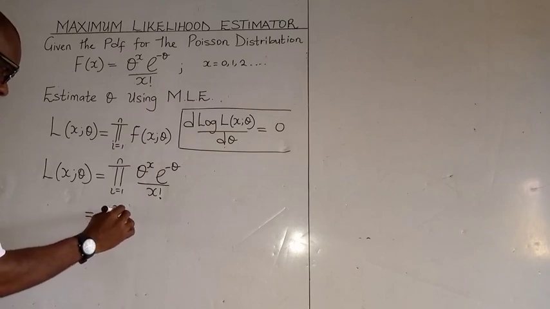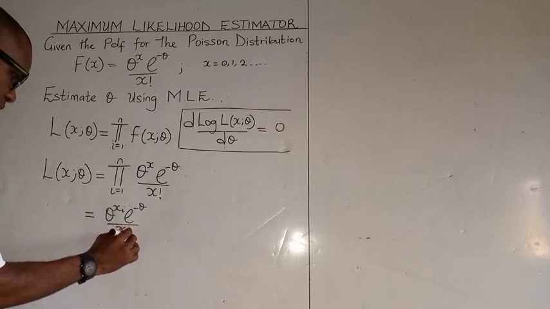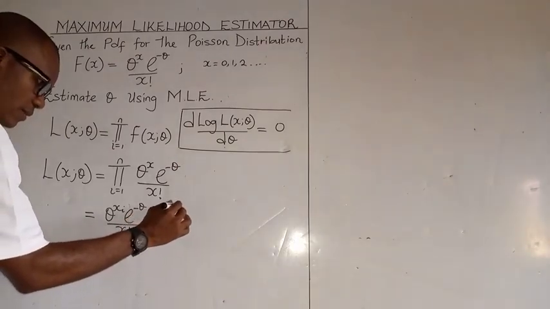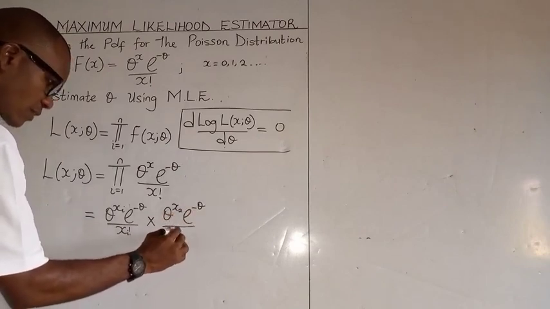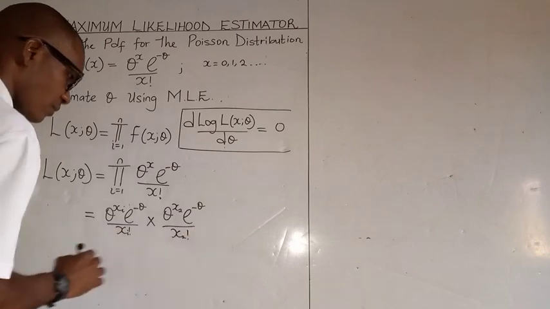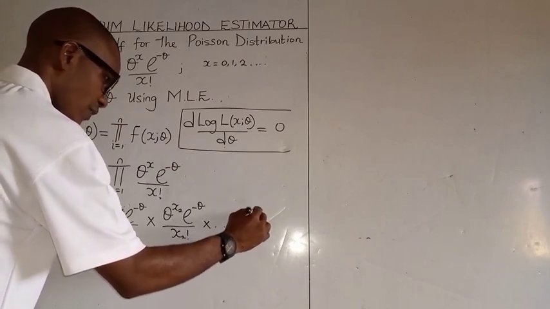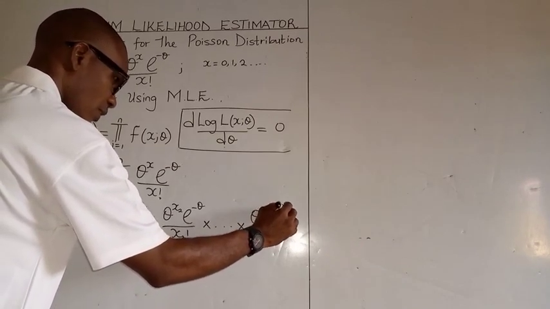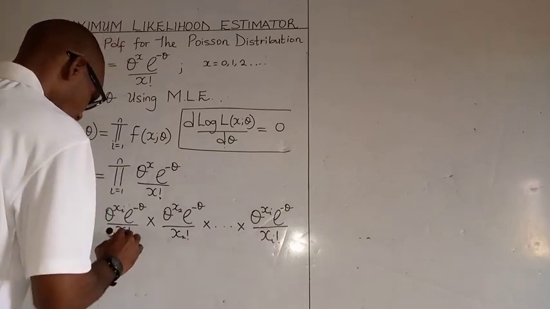Theta to the x1 exponential negative theta over x1 factorial, multiplied by theta to the x2 exponential negative theta over x2 factorial, multiplied by, and it continues like this to give us theta to the xn exponential minus theta over xn factorial. So this is what we get.